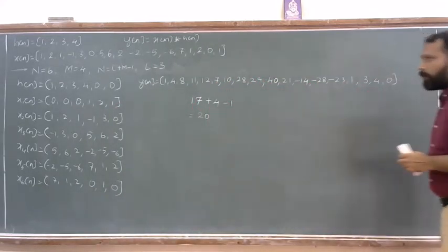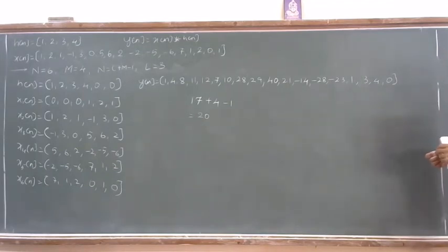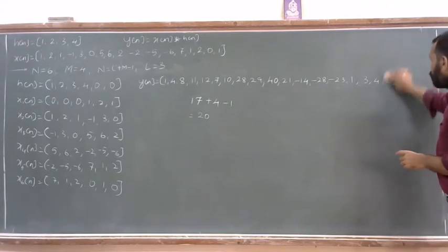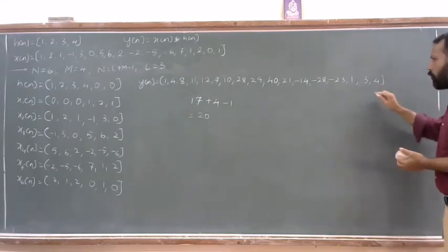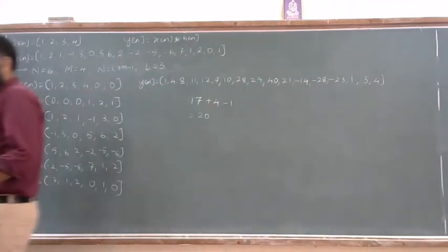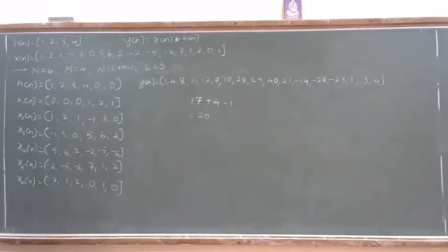Do we have 20 samples? Yes or no? Here the last sample value is 0, so even if you include the 0, do we have 20 samples? In the output, we should be having 20 samples. Are we getting it? Then what seems to be the problem?